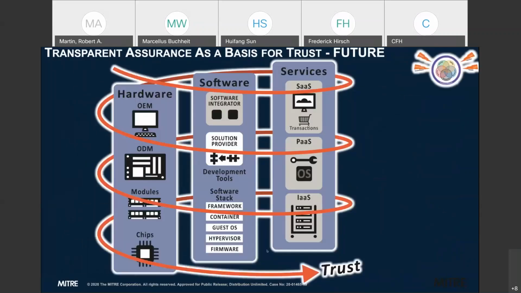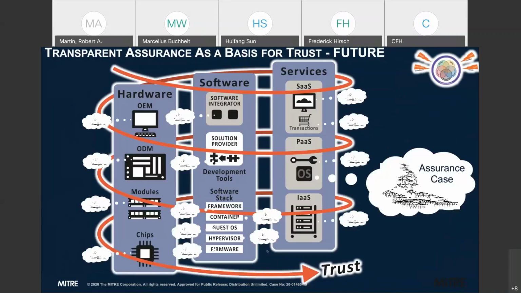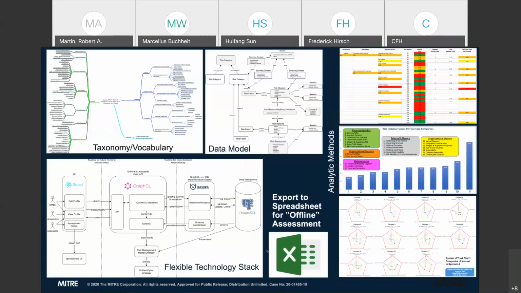The idea being that whether you're getting hardware or software or services, if they came with assurance cases, then building an assured and trustworthy supply chain and using that to assemble a trustworthy system would be much more disciplined, much more engineered and predictable. So let me go back to the system of trust.